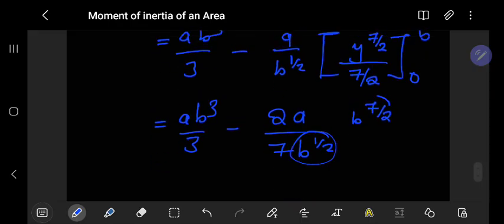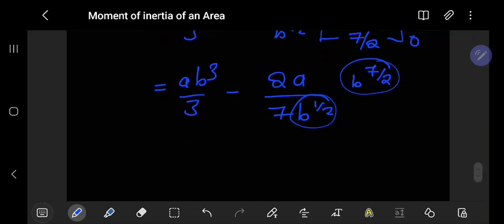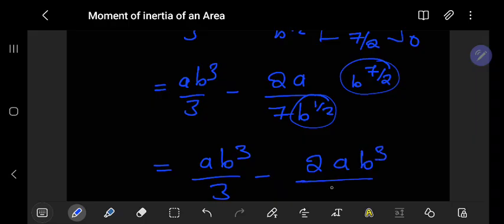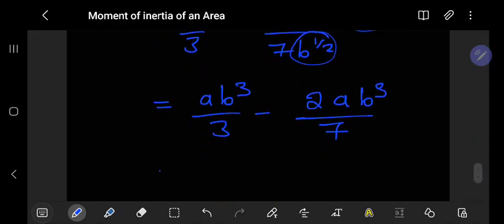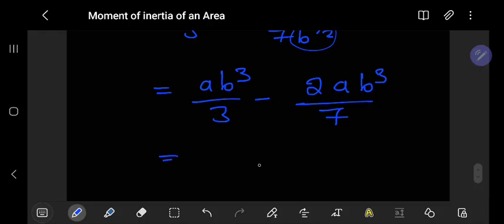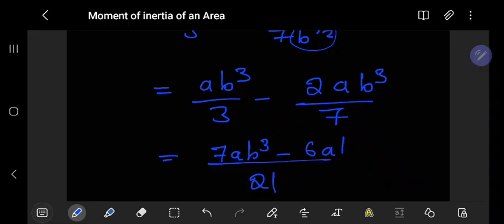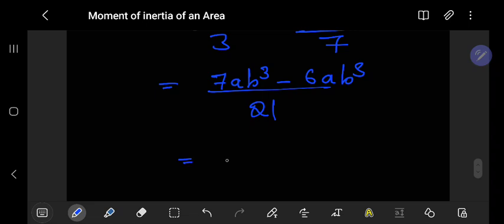So here, same base, we are dividing, subtract the powers. We see that we will have a b to the power 3 over 3 minus 2a b to the power 3 over 7. We now combine these two expressions into a single fraction. They are like terms. We get 21 here. This will be 7ab to the power 3 minus 6ab to the power 3. So that in the end, we have ab to the power 3 over 21 as the second moment of inertia.